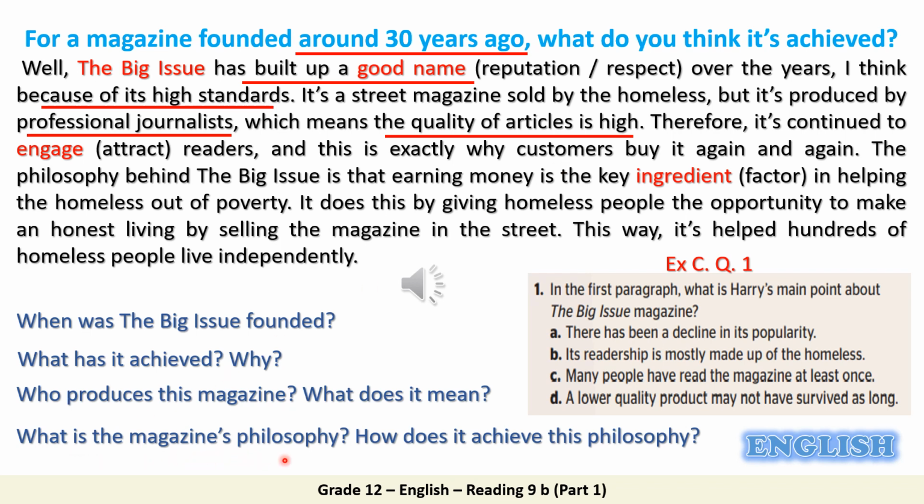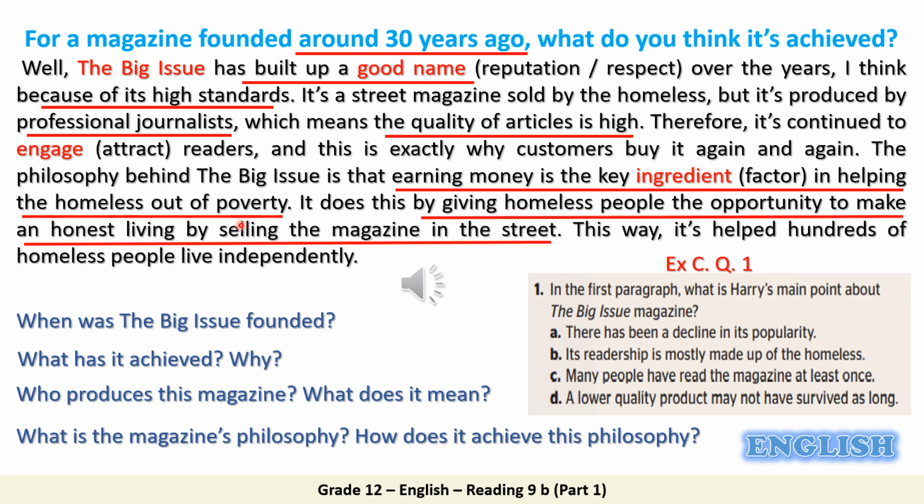What is the magazine's philosophy and how does it achieve this philosophy? The philosophy is that earning money is the key ingredient, the key factor in helping the homeless out of poverty, and it achieves this philosophy by giving homeless people the opportunity to make an honest living by selling the magazine in the street. About this question, in the first paragraph, what is Harry's main point about The Big Issue?